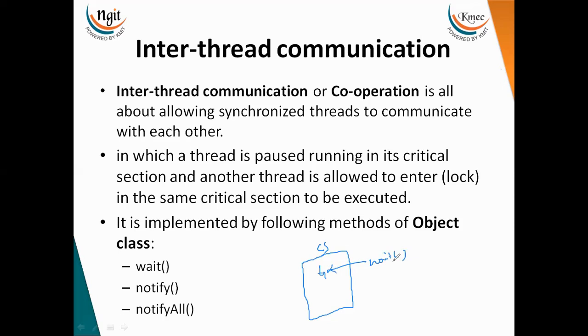Whenever you call the wait method, it causes the current thread to release the lock, and it will wait until another thread invokes the notify method. So it releases the lock on that particular resource so that another thread can acquire the lock on that object and finish its execution. Once this thread finishes its execution on the same critical section, it needs to notify the thread which is waiting for the resource again, right?